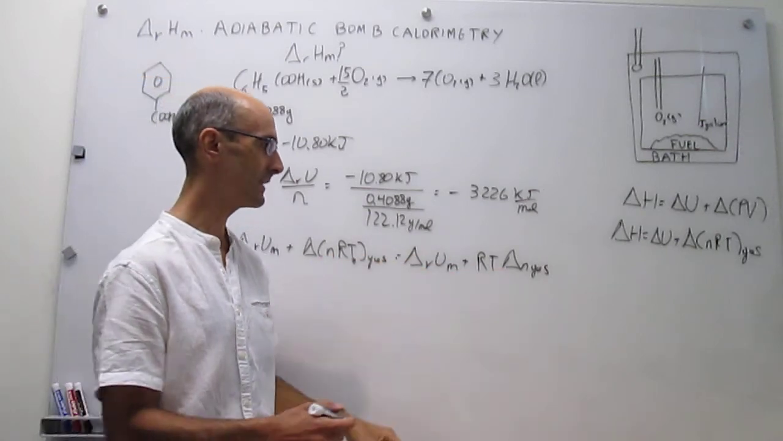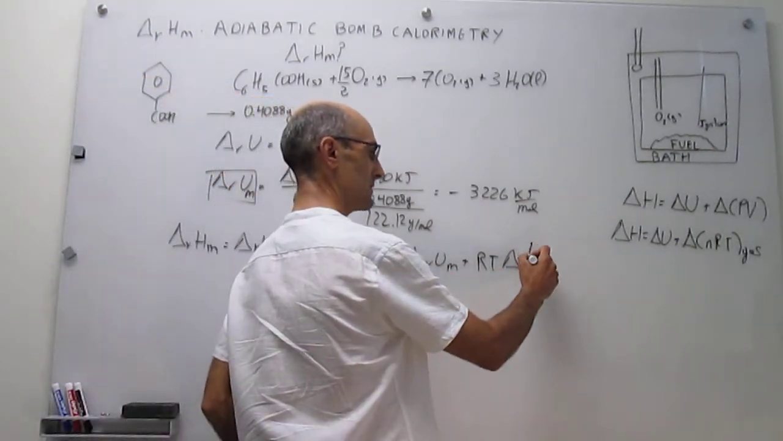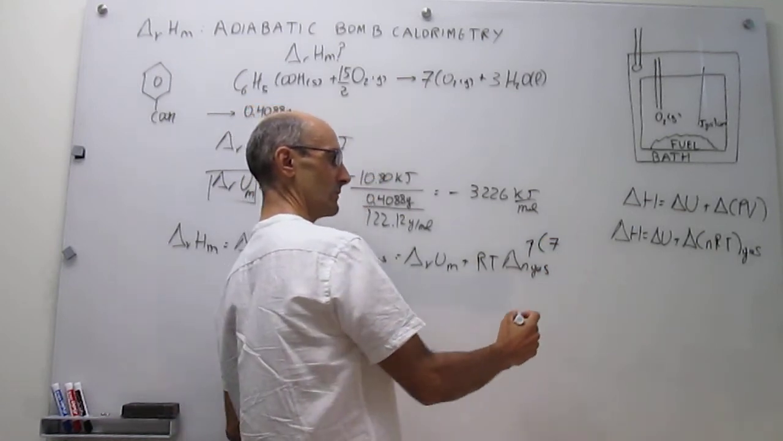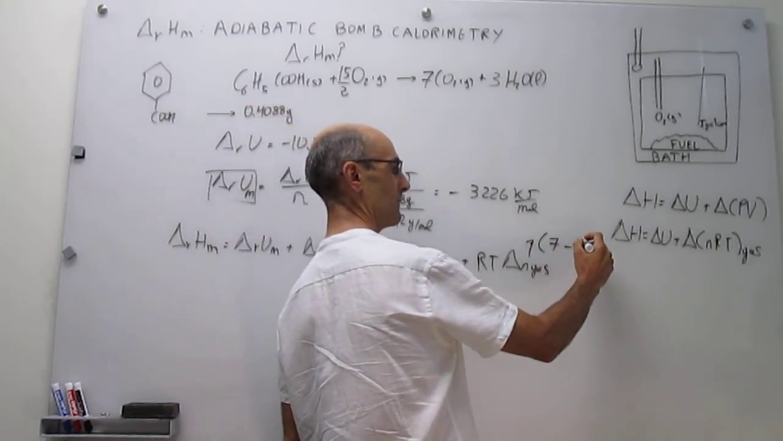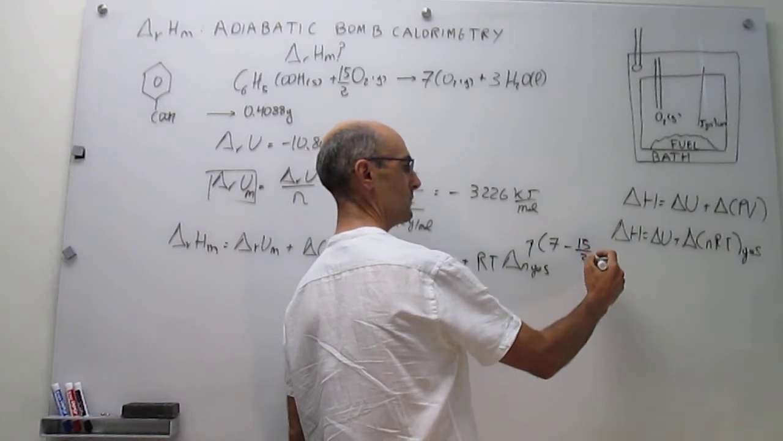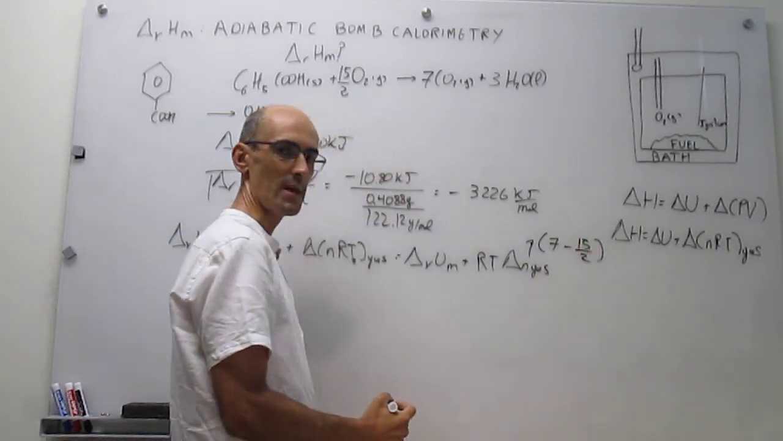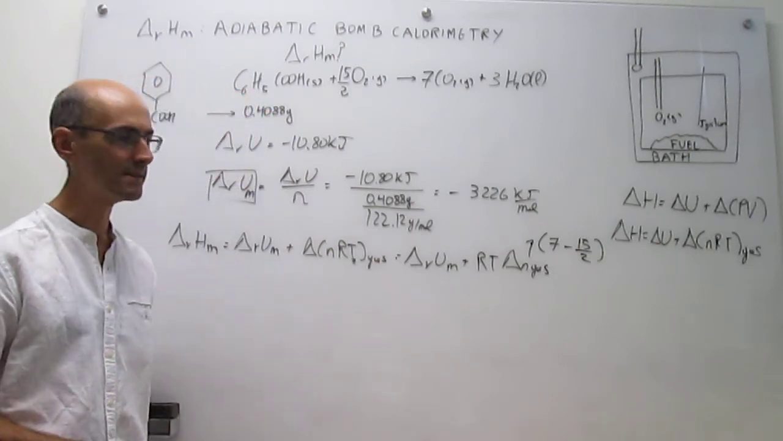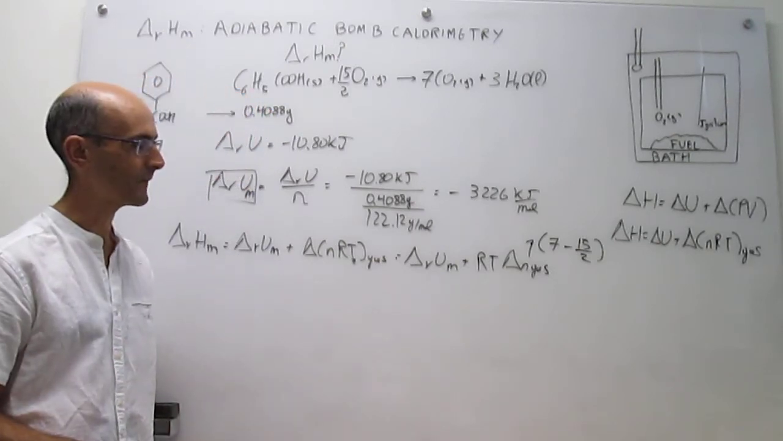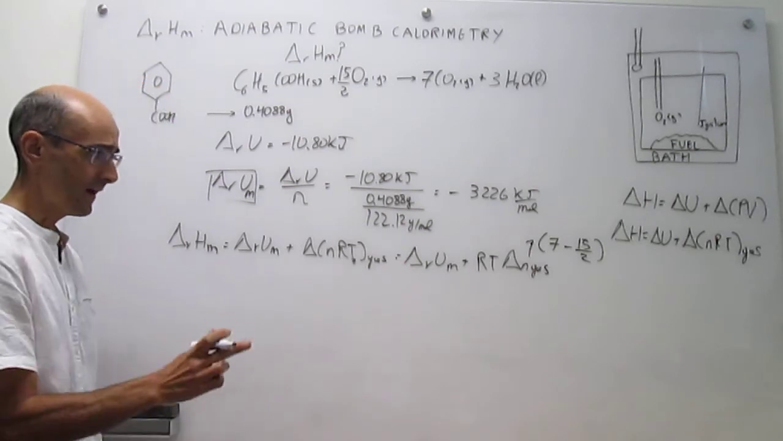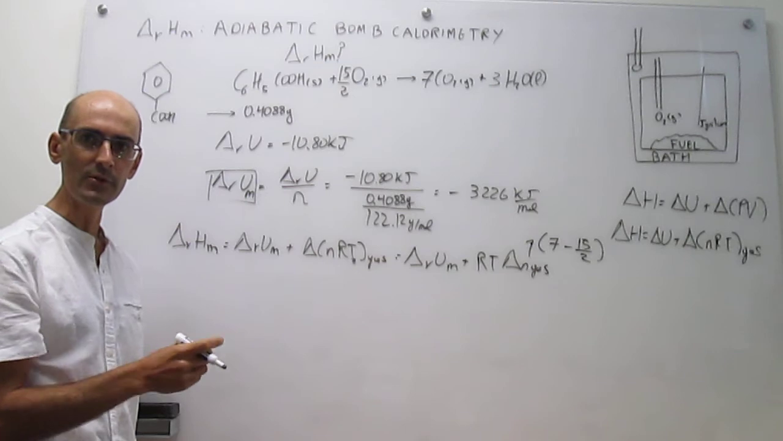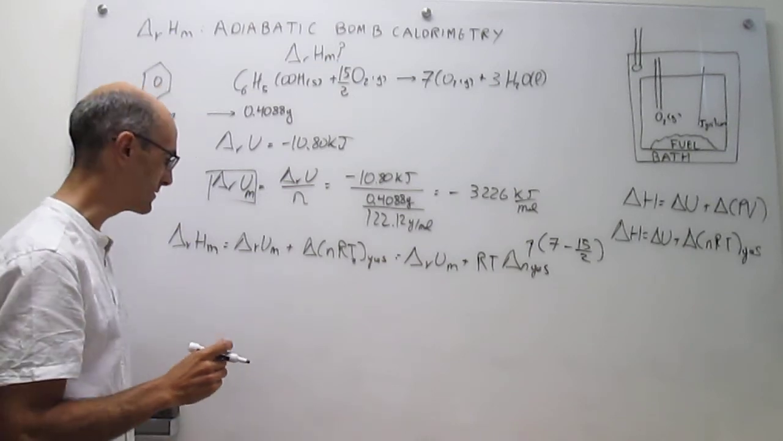Okay, so what this delta n gas is going to be is simply, again, the difference between the moles of gas, which is 7, minus 15 halves, which is the moles in reagents. That's it, right? So again, that shows you that balancing that reaction is important. All right, there's an issue with units that I'll discuss as I write the numbers, and that's the last thing that we have to really talk about here.